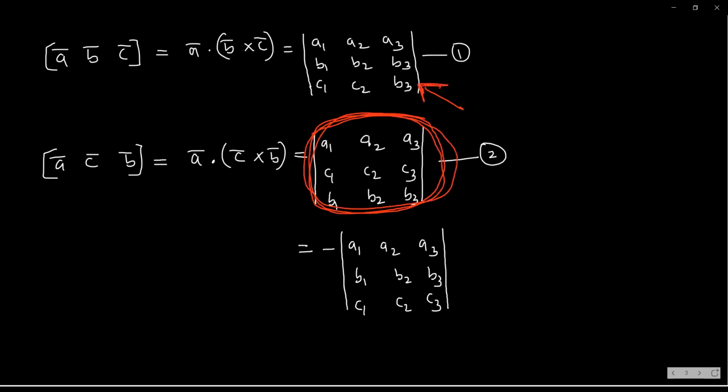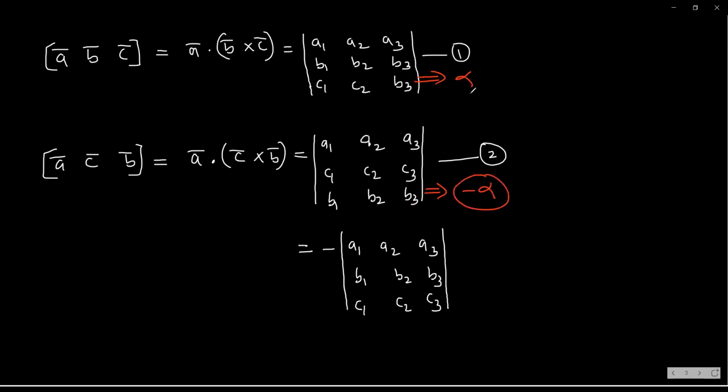Suppose this has value alpha and this has value minus alpha. So how will I equate minus alpha to alpha, if I want to write an equal sign between them? I will write minus alpha is equal to minus of alpha. The same thing I have written: this determinant is negative of the upper determinant.